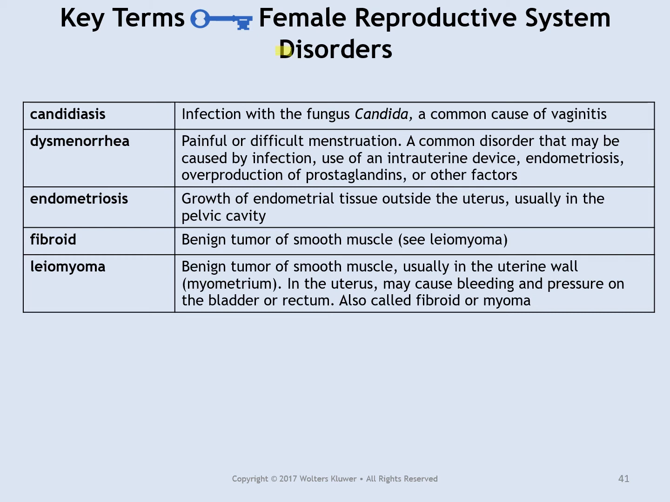We have some disorders of the female reproductive system. Candidiasis, or the fungus, is the common cause of vaginitis or inflammation and itching in the vagina. Dysmenorrhea, endometriosis. A leiomyoma is a benign tumor in the smooth muscle of the uterus, in this case the myometrium. You can also call those fibroids.